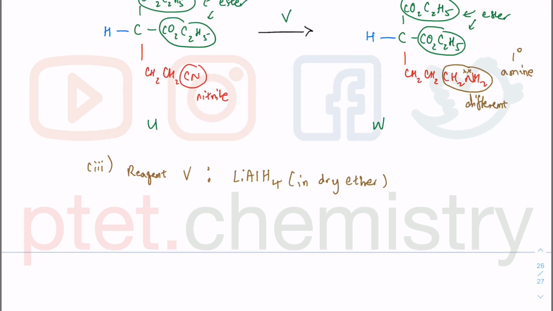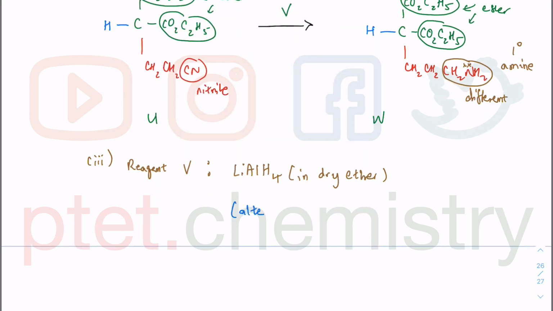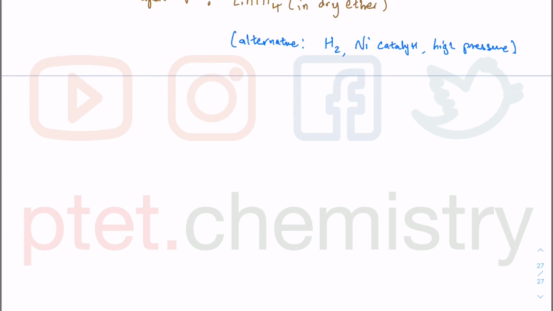There is an alternative to this answer, where in the A2 syllabus you will have learned that you can reduce nitrile using LiAlH4 or you can use H2 and nickel catalyst, and that would only happen at high pressure, for instance, to increase the rate of reaction and also force through the reaction. The next part of the question, so this is a multi-step reaction, remember?